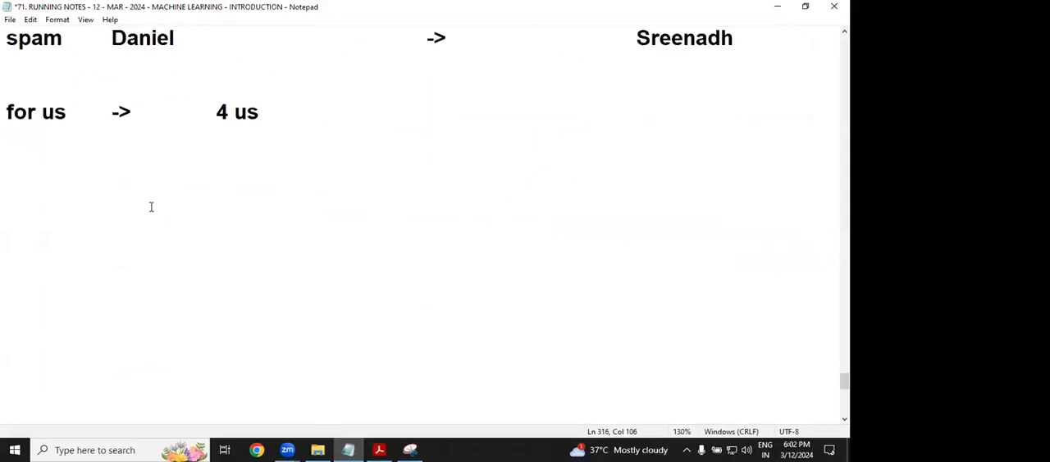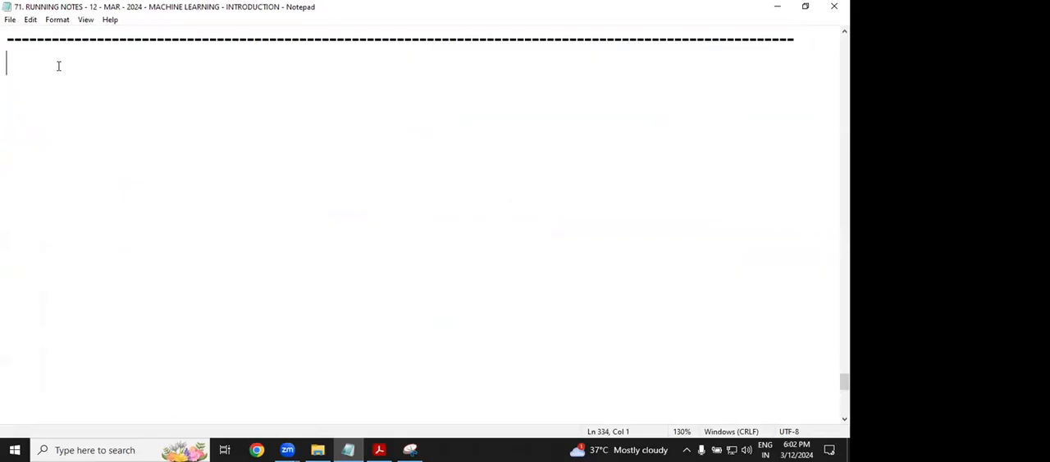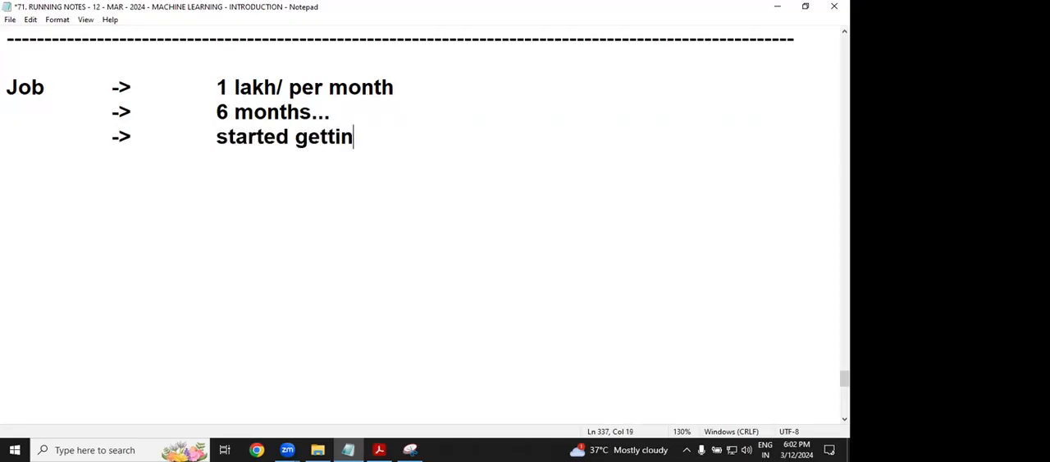Now let me take an example. Anyone having experience applying for a banking loan? Anyway, if anyone doesn't know, let me explain the process. Best example: I'm sure you will get a job. On an average, per month, 1 lakh you are going to withdraw. Whenever you are withdrawing, after almost 6 months, you get ready, and you start getting calls from the banking department.